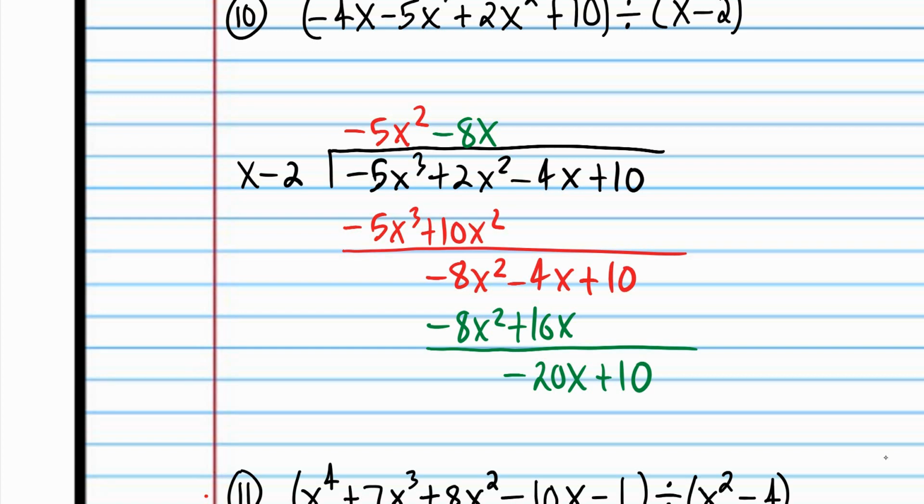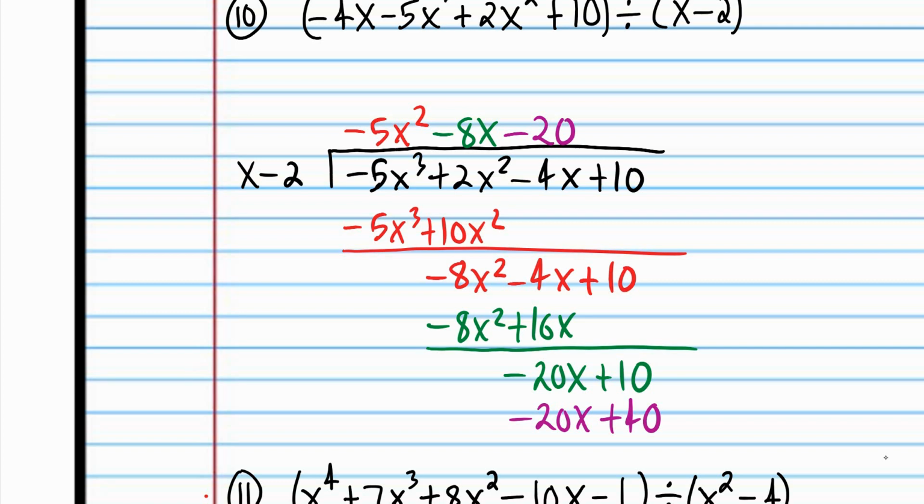Now on to cycle number 3. x times what is equal to negative 20x? And the answer obviously is negative 20. Step number 2, negative 20 times the divisor is negative 20x plus 40.